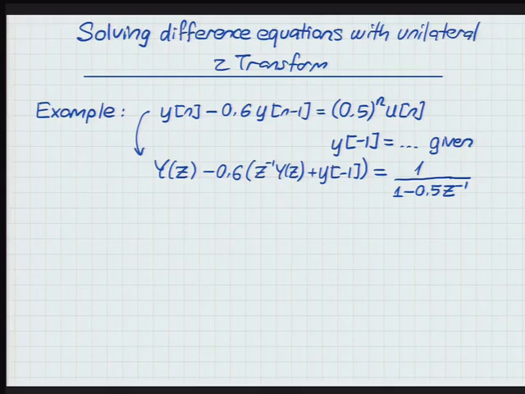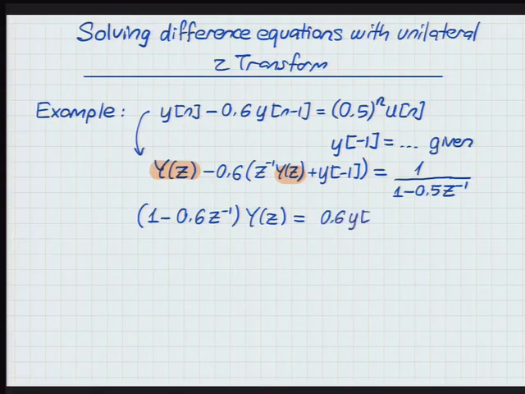Okay, so we are close. Let's put all terms that contain y of z in one expression. So that will give us 1 minus 0.6 z inverse times y of z. And then let's put everything else on the right-hand side. So what is left here is 0.6 times y of negative 1 and the z transform of 0.5 to the n. Okay? So the right-hand side, of course, can be simplified.